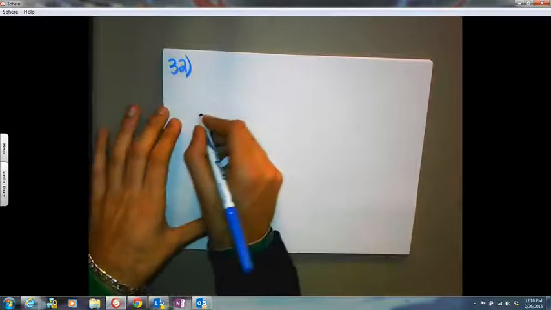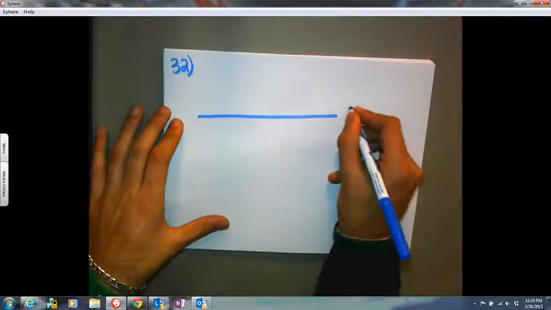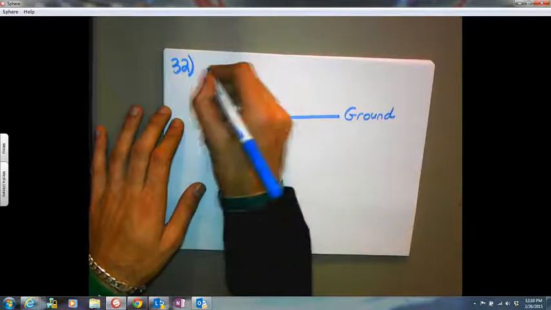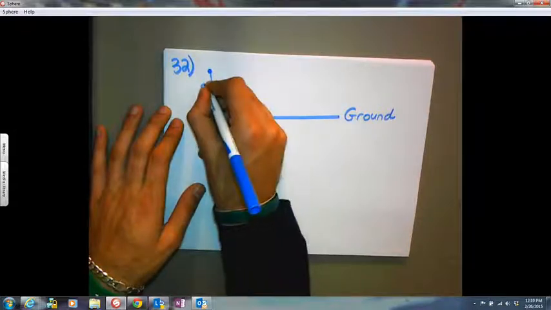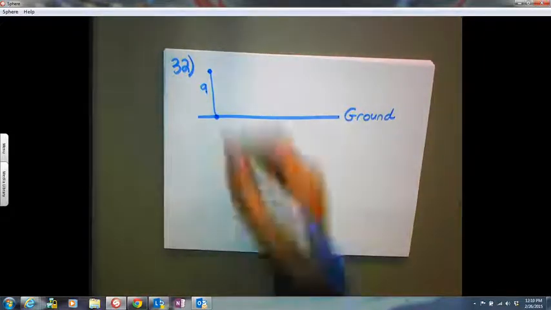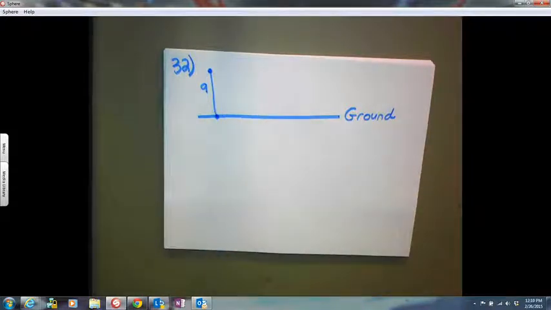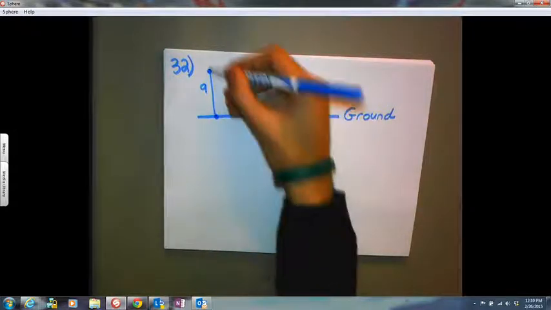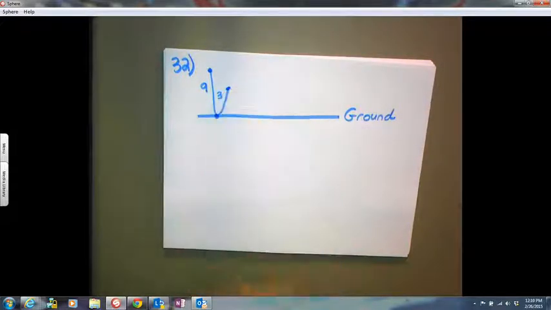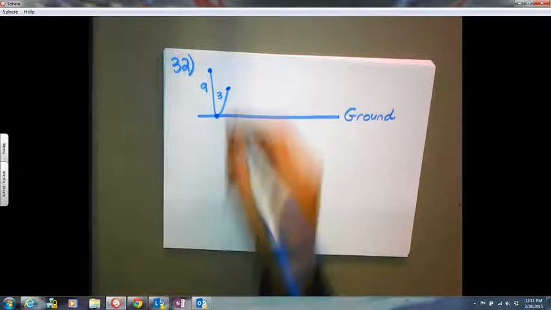It says a ball is dropped from a height of 9 feet. So here's the ground. The ball is dropped from a height of 9 feet. So that's this so far. Then it says the elasticity of the ball is such that it always bounces up. Think about a ball, it bounces down and comes up 1/3 the distance it fell. So it fell 9. It's going to come up 3. And it'll come down 3, of course. Whatever goes up has to come down.